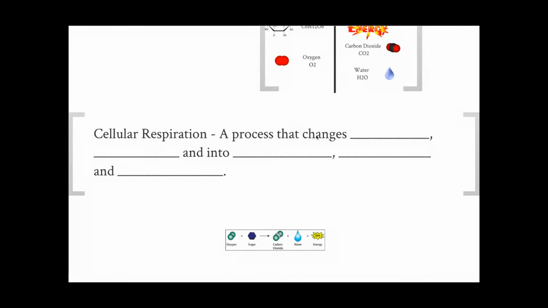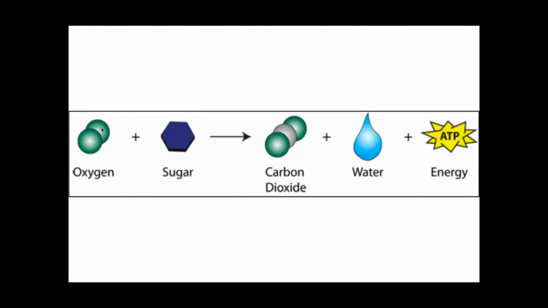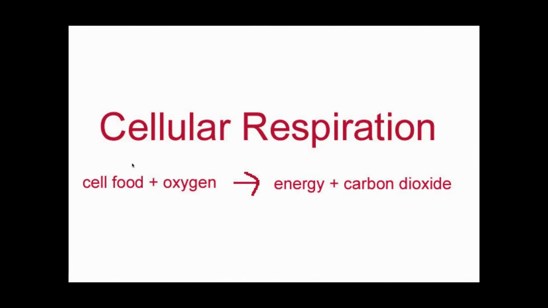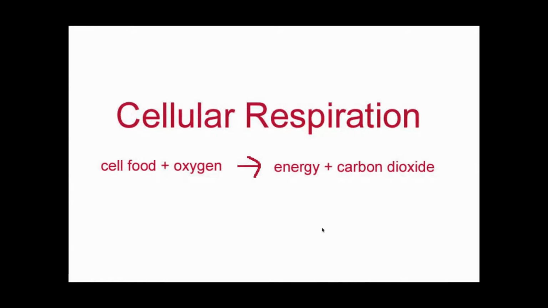Again, you might see a question on the test, very similar to the last one, cellular respiration, fill in the blank, process that changes sugar or glucose and oxygen into ATP energy, carbon dioxide, and water. You might also see it presented like this: oxygen plus sugar turns into carbon dioxide, water, and ATP, cellular energy. You could also see it like this. Here's your cellular food, your glucose, plus oxygen turned into energy, carbon dioxide, and water.